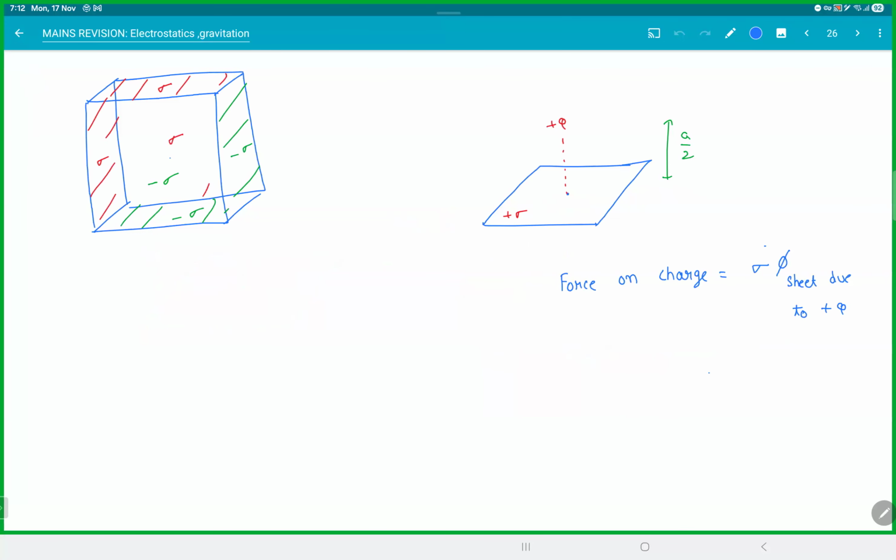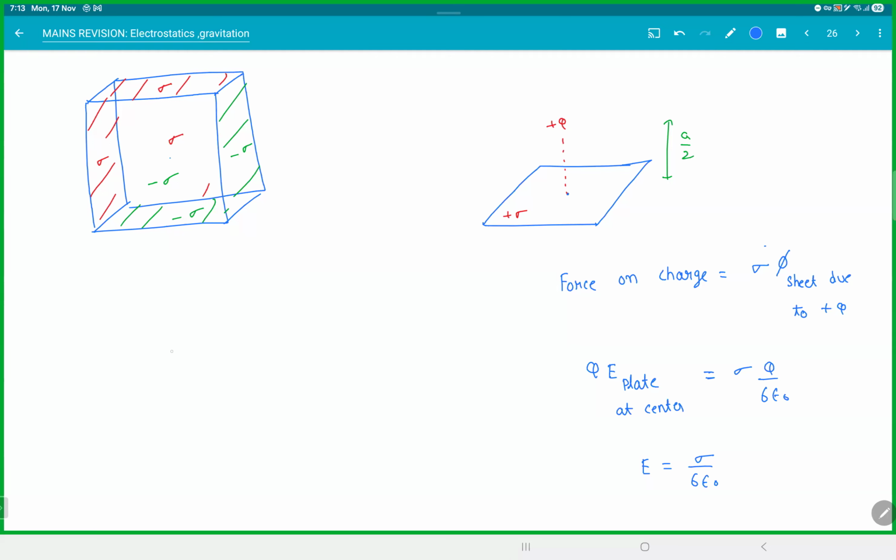So this will be sigma. And what will be the flux? If I put 6 more plates on this thing, the flux will be Q by 6 epsilon. Agreed? Now, what is the force on the charge? Force on the charge is nothing but charge into the field due to the plate. Q will cancel. Therefore, field at the center will be sigma by 6 epsilon. That is due to one plate.